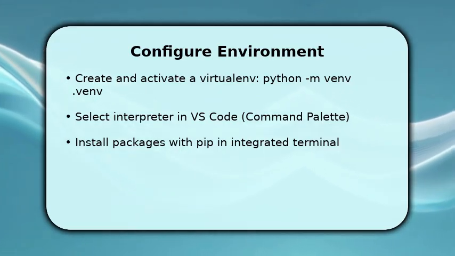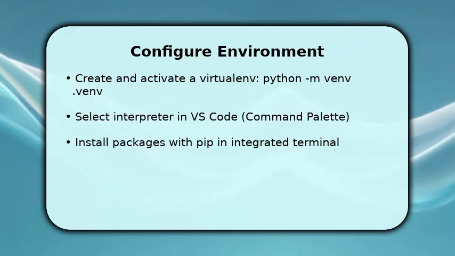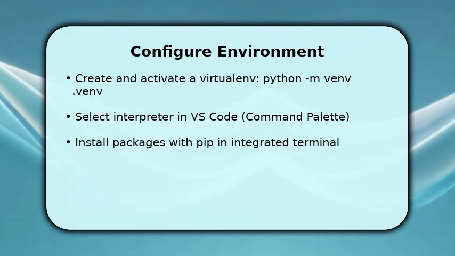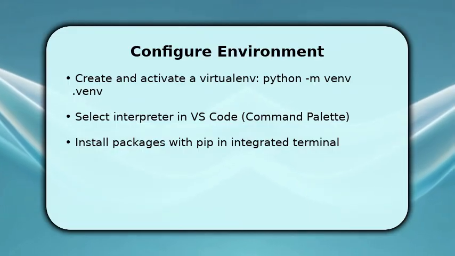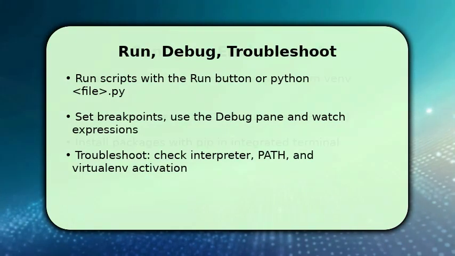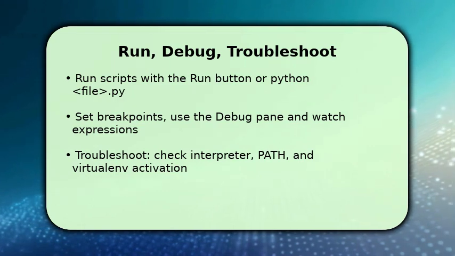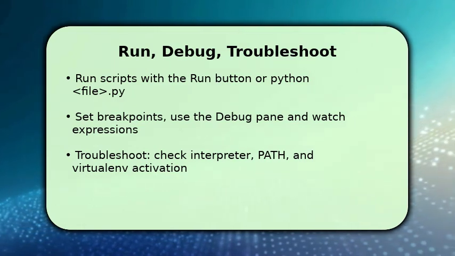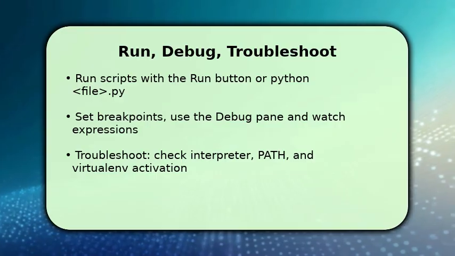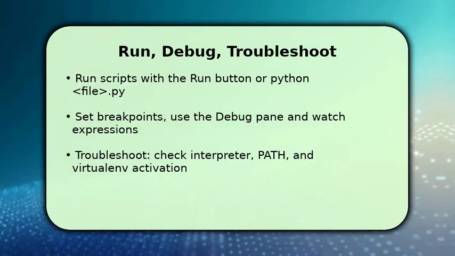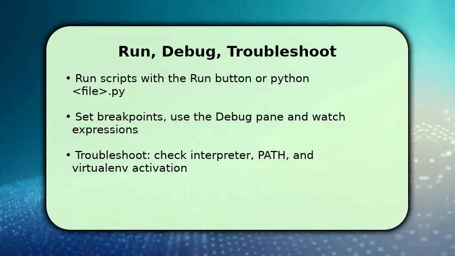This setup ensures linting, autocomplete, and tests point to the same interpreter, preventing conflicts. You finish by running and debugging your code. Press Run or Run Python File, or run python file.py in the terminal to confirm behavior. For deeper inspection, set breakpoints and use the debug pane. Step in, step over, and watch variables to understand flow.